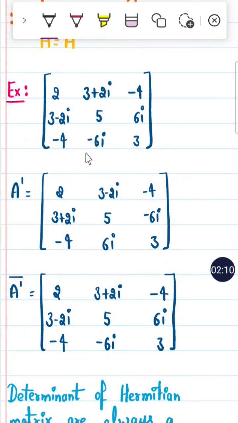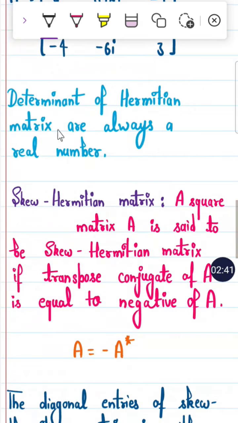Now let us look at an example of this. This is the example. It is A, right? So we will take A dash. A dash is that 2, 3 plus i. Rows become columns. Then taking the bar of this will become 2, 3 minus 2i, this minus 2i, minus 4, same, minus 6i, right? So eventually we say that A is equal to A bar dash. So this matrix A is called Hermitian matrix. The determinant of a Hermitian matrix is always a real number, right?